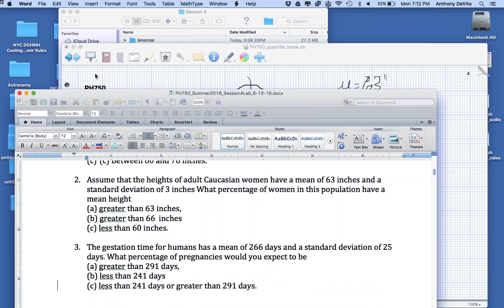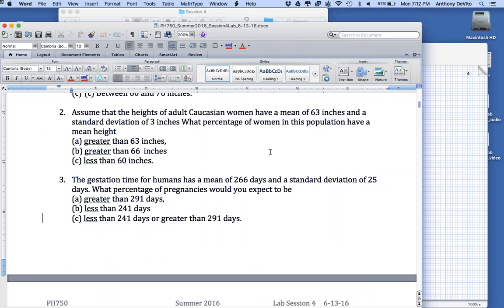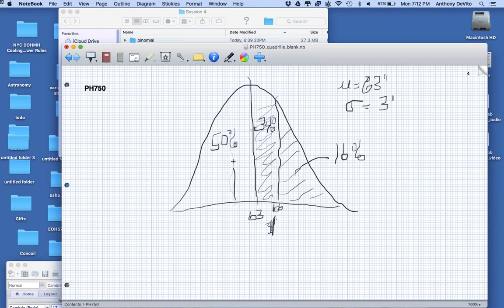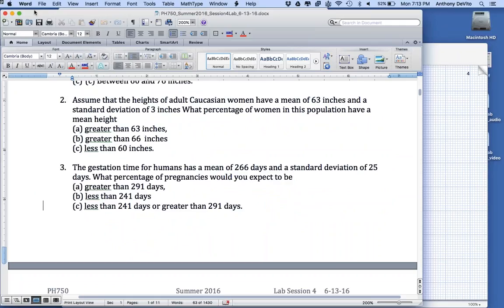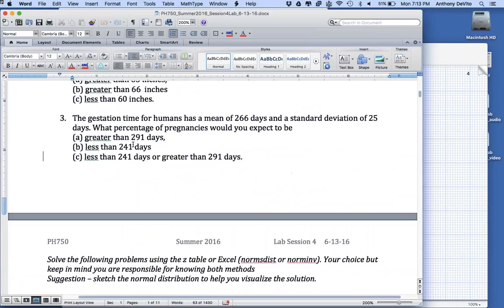Okay, next question was less than 60 inches tall. Similarly, this would be 34% because 60 inches is one standard deviation below the mean. So this also would be 16%. Okay, what percentage of the population of these women is either below 60 inches or above 66 inches? 32, right? 16% plus 16%. So again, we're using this knowledge to find out more and more about this population.